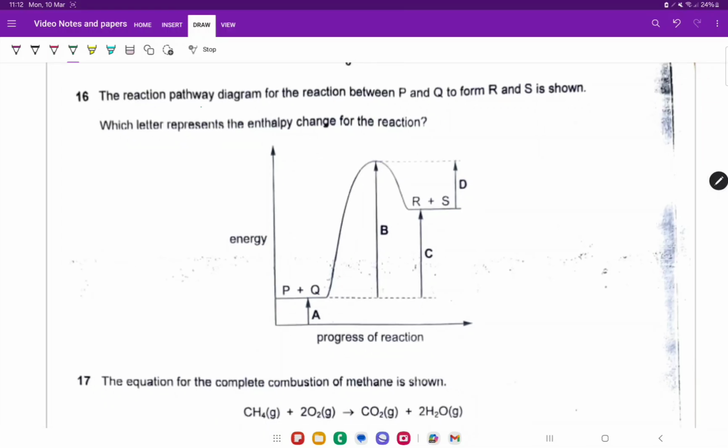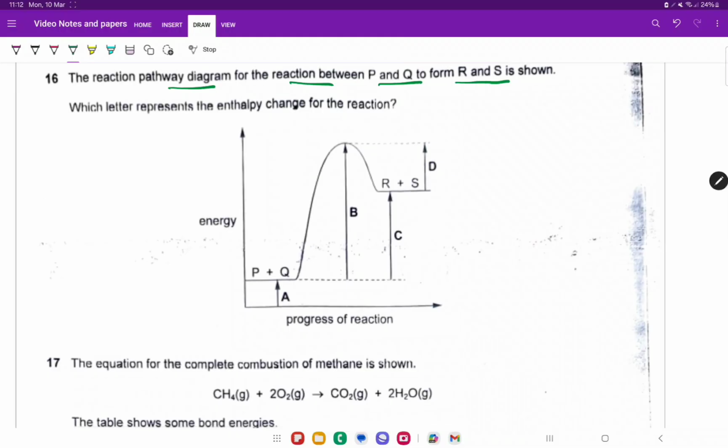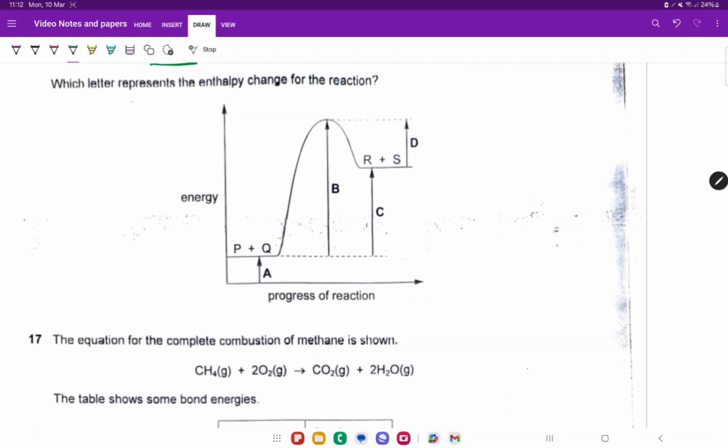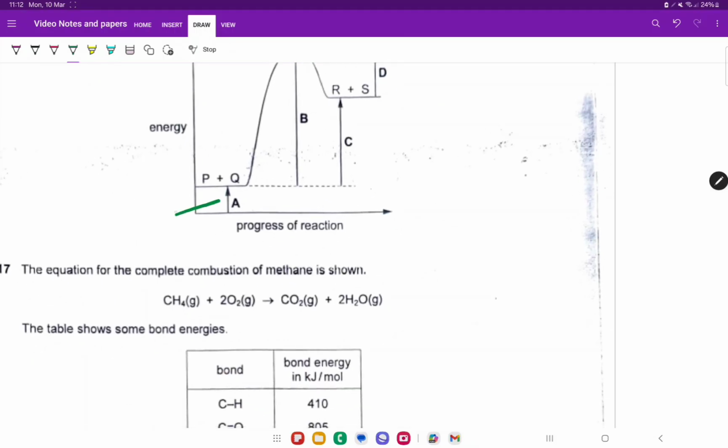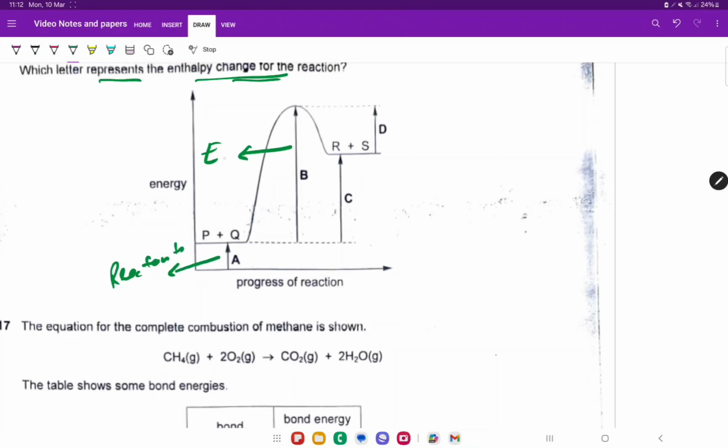The reaction pathway diagram for the reaction between P and Q to form R and S is shown. P and Q are the reactants, R and S are the products. Which letter represents the enthalpy change for the reaction? Now, A is my enthalpy of reactants, and B is my activation energy, D is nothing, and C is the difference between the energy of products and reactants, which is your enthalpy change delta H. So my answer is C.